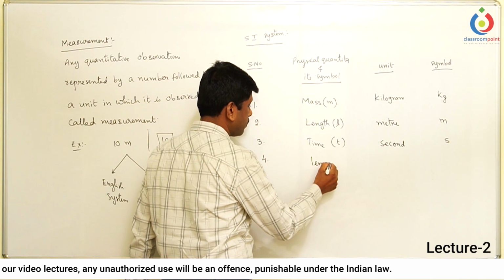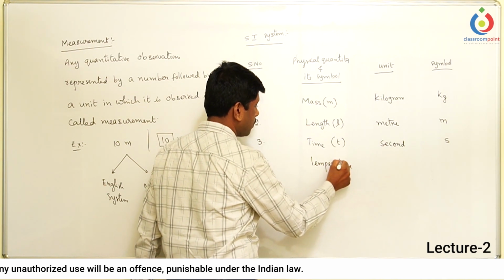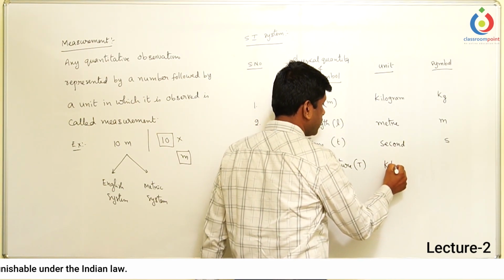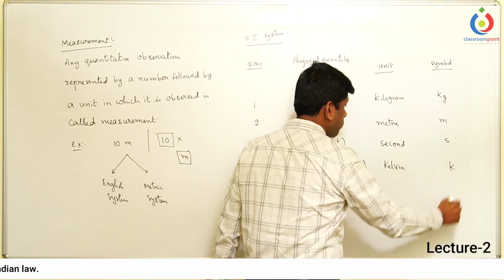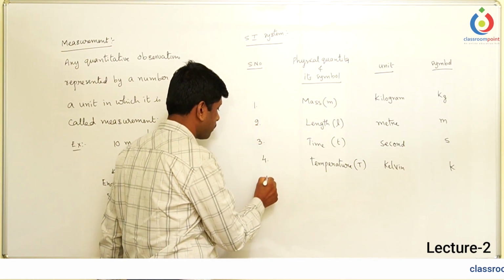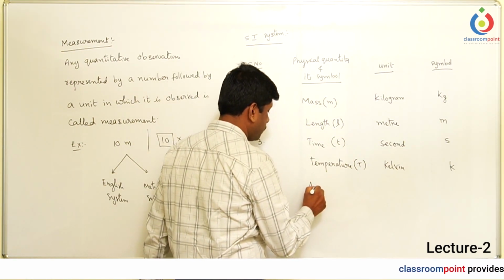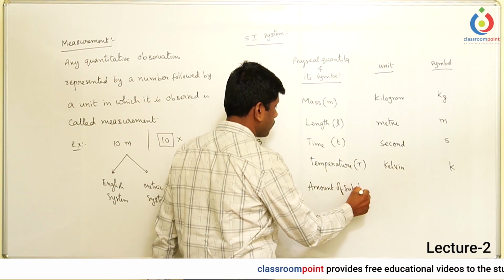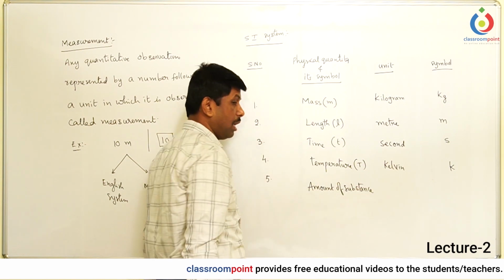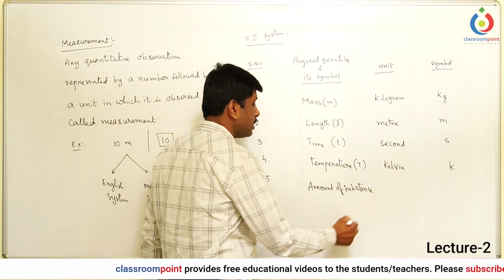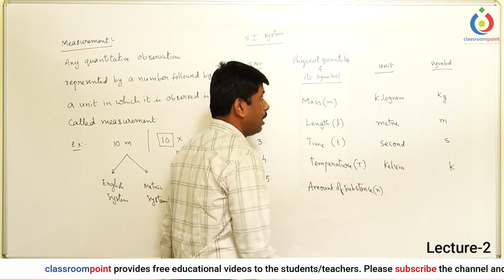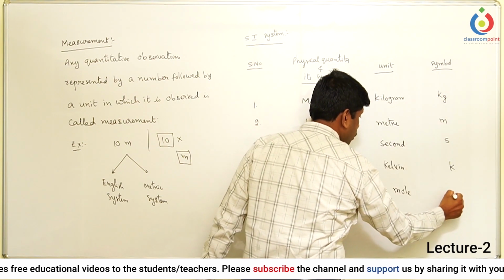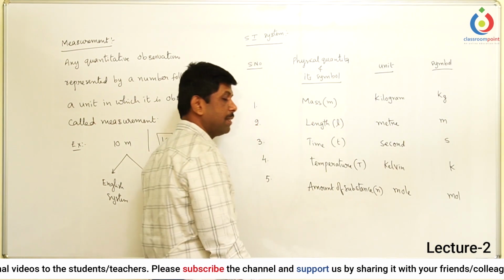Temperature, capital T. Its unit is Kelvin. Kelvin symbol is K. 5. Amount of substance. So this amount of substance usually we represent with the symbol small n. And the unit of this amount of substance is mole, and the symbol is also mol. Only the e is not present in the symbol.